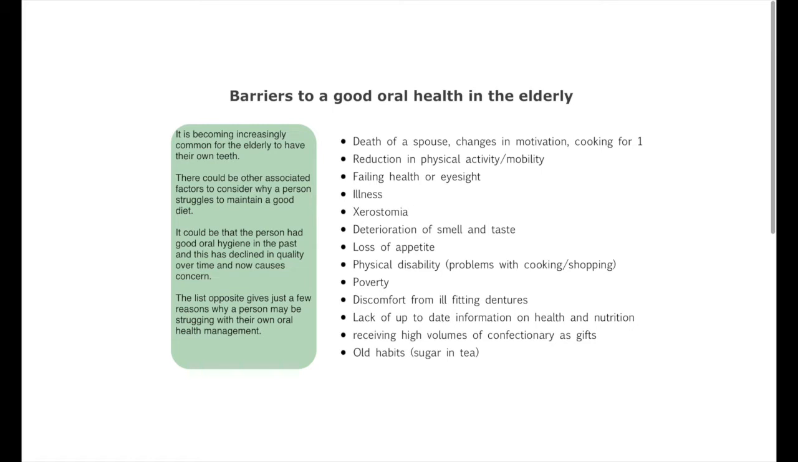Barriers to good oral health can include things such as the death of a spouse, changes in motivation such as cooking for one, reduced physical activity or mobility, failing health or eyesight, illness, dry mouth, deterioration of taste and smell, loss of appetite, a physical disability, poverty, discomfort from ill-fitting dentures, lack of information on health and nutrition, receiving high volumes of confectionery as gifts, and other old habits such as sugar in tea.